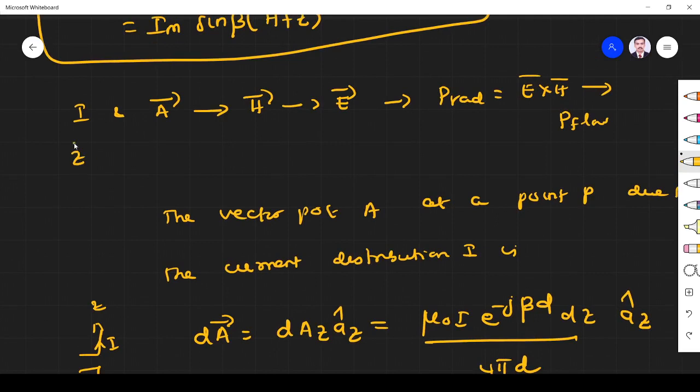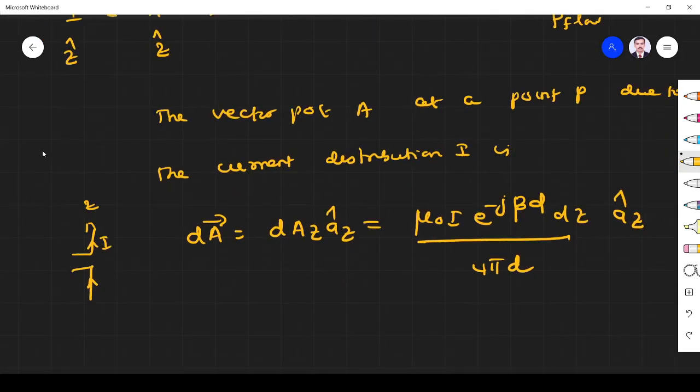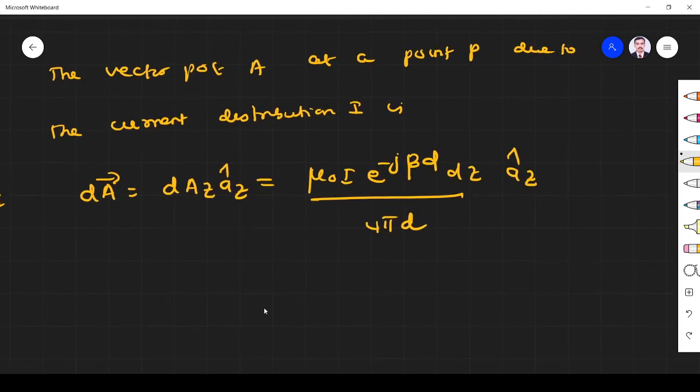Since I is in the Z direction, A will also be in the Z direction. That's why dA becomes... any vector can be written in terms of a unit vector. So the magnitude is dAz, and the direction is the az direction, right? So this is dA, mu naught I... this is the magnitude of the vector magnetic potential, right? Okay, let us consider this equation number one.